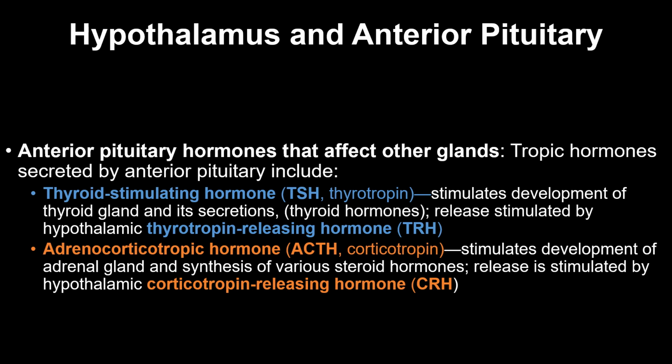Then you also have adrenocorticotropic hormone, or ACTH, otherwise known as corticotropin, and it is produced by cells called corticotrophs. It stimulates the development of the adrenal glands, and then there's synthesis of various steroid hormones. ACTH secretion is stimulated by a hypothalamic releasing hormone known as corticotropin releasing hormone, CRH.